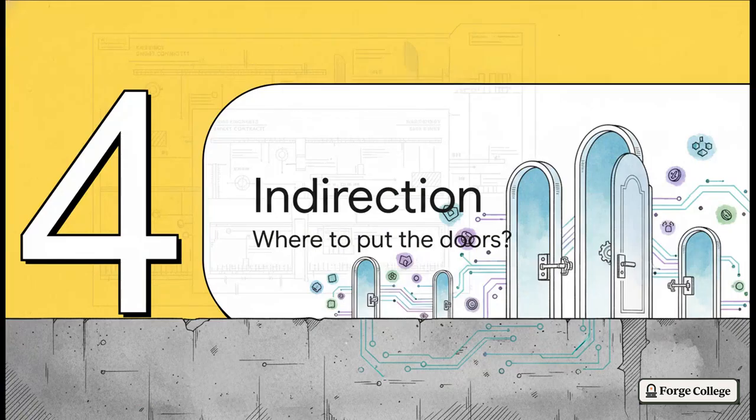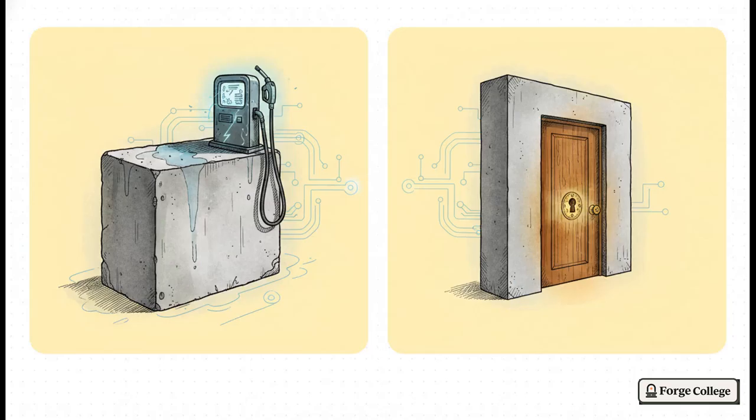And that brings us to Section 4, indirection. Basically, where do we put the doors? If immutability is our concrete foundation, indirection is asking where to put the doors. And by the way, in Forge College's advanced smart contract programs, we actually spend a lot of time on this exact dilemma, weighing strict immutability against flexibility. Because what if the artwork needs to evolve or you need to patch a display URL?